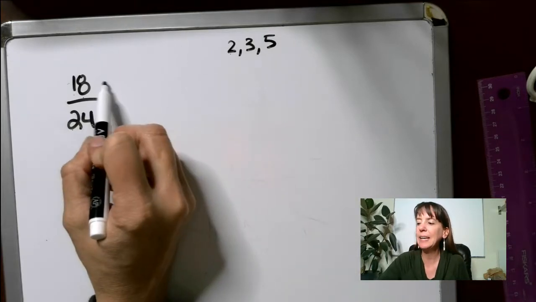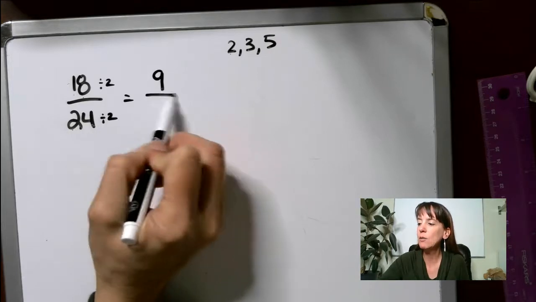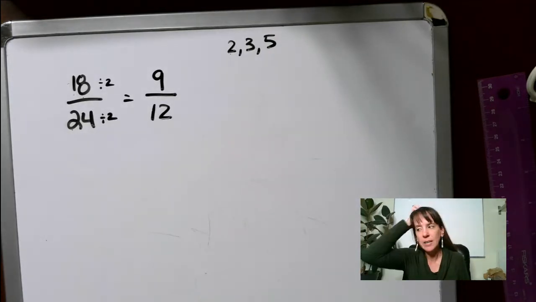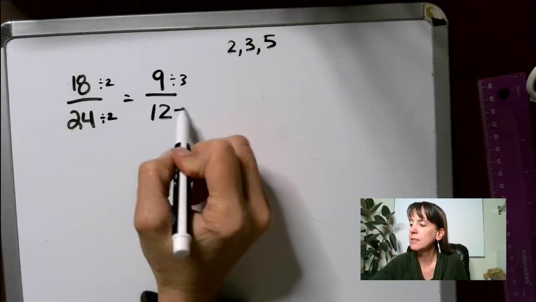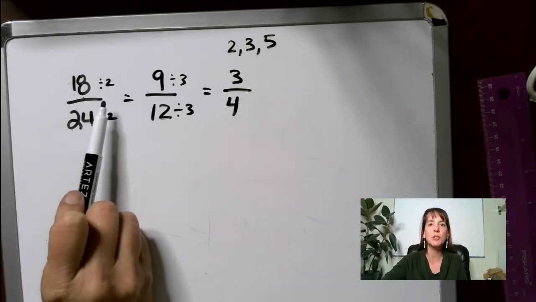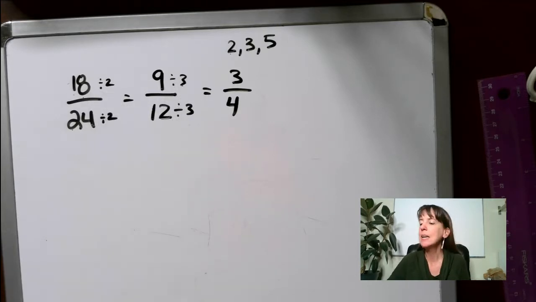Cut this in half. Cutting in half is just dividing by 2, right? I get 9 over 12. I can't cut it in half again, but I look at it and I'm like, oh, wait, no, but I can divide both by 3. Divide by 3, divide by 3. 3 over 4. So originally I could have just divided by the greatest common factor, which is 6. 3 times 2 is 6, right? Or I could just do this method until it gets to a manageable number.